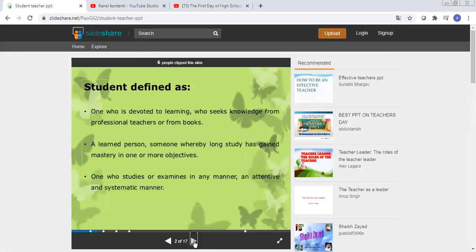So, student defined as: who is a student? Here is given a definition of student. A student is a person who is devoted to learning, who seeks knowledge from professional teachers or from books. Also a learned person, someone who through very long study has gained mastery in one or more objectives. One who studies or examines in an attentive and systematic manner.